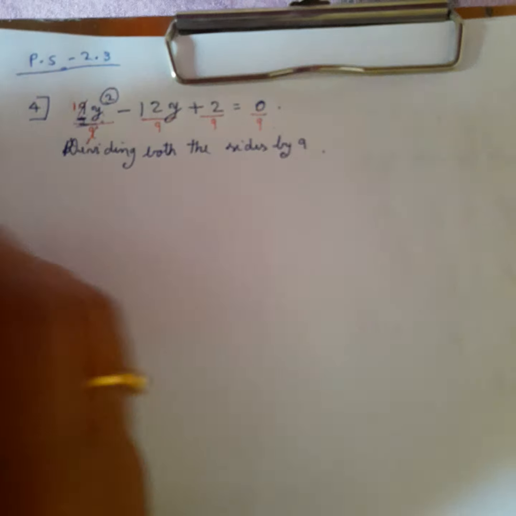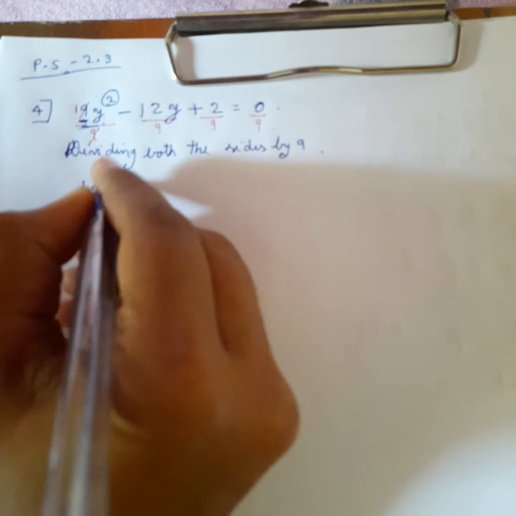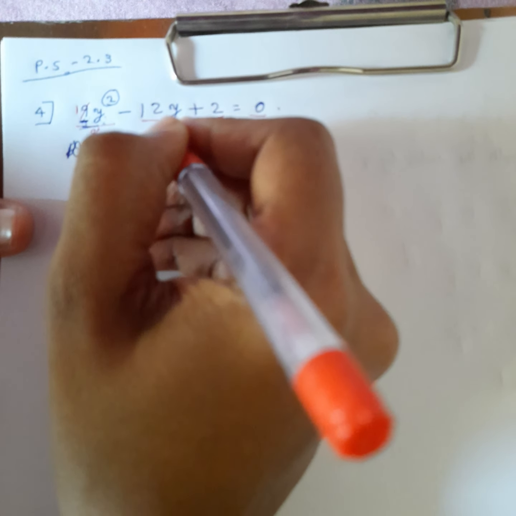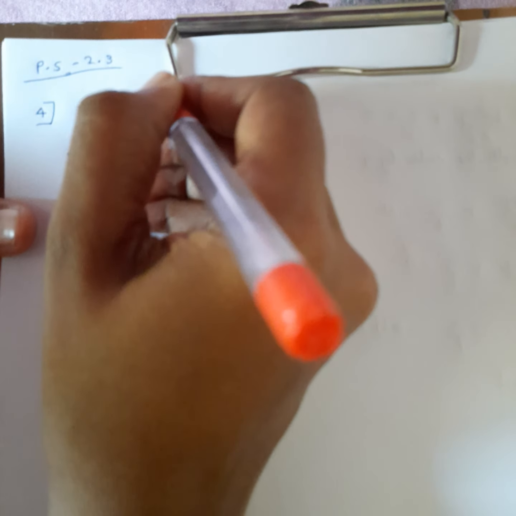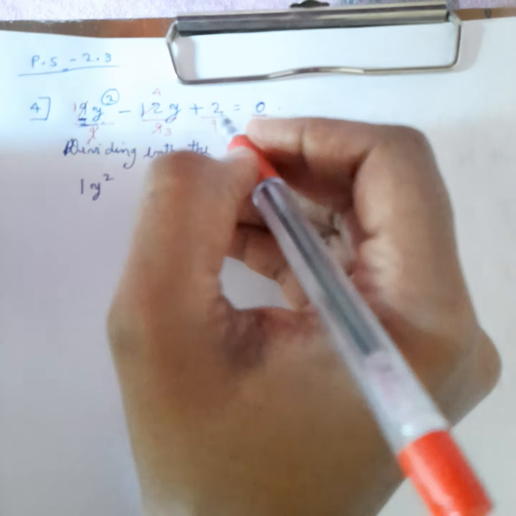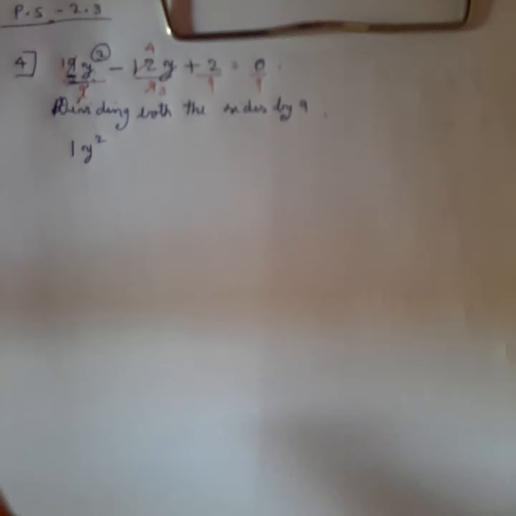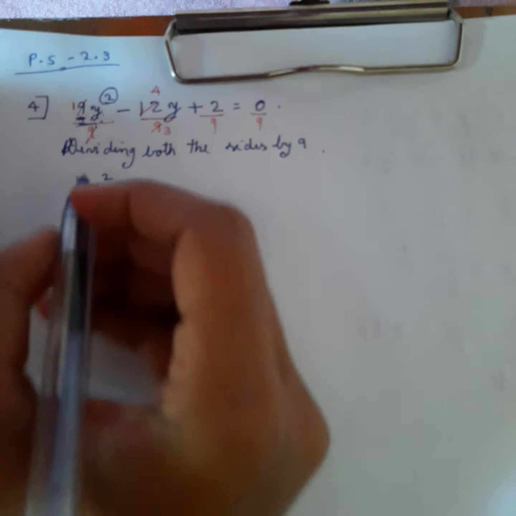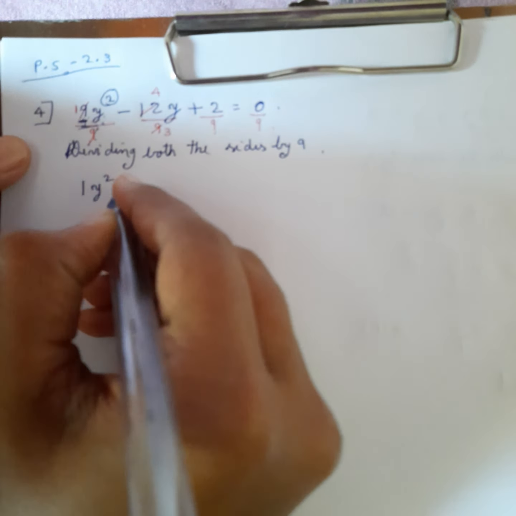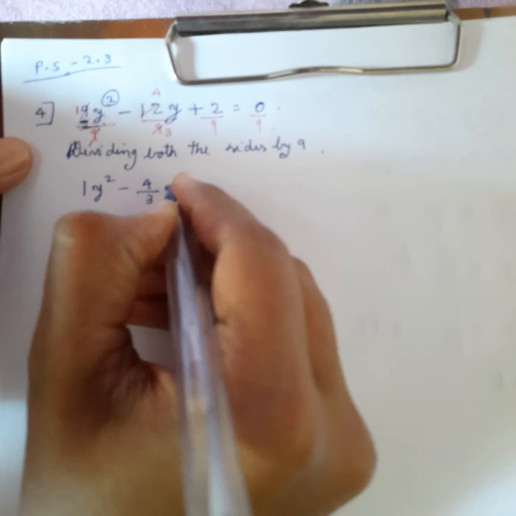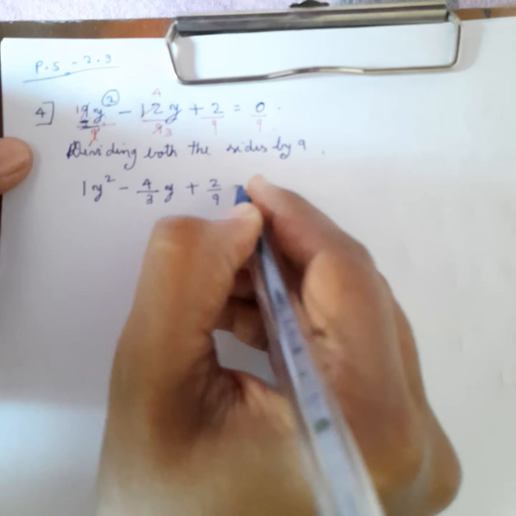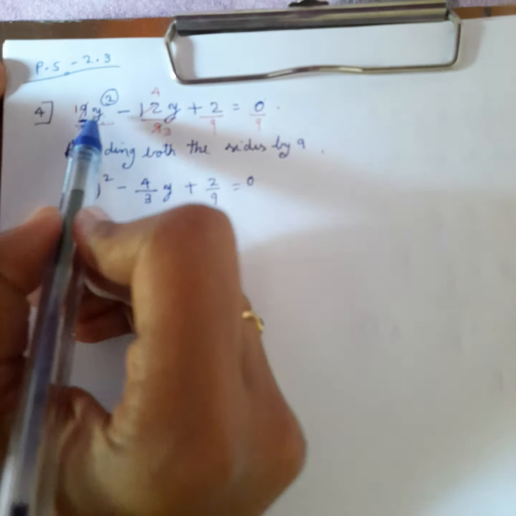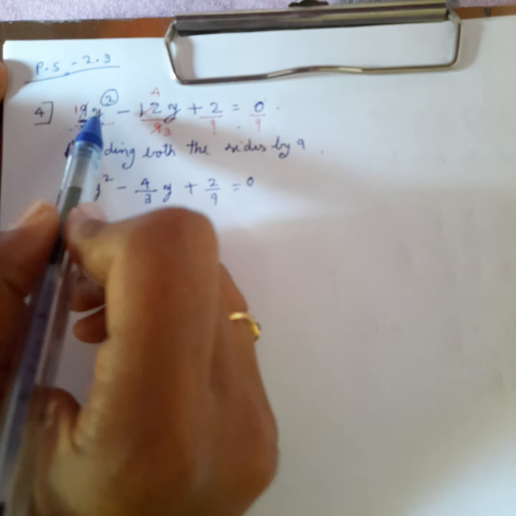remains 1. So the equation becomes 1y square. Normally we don't write 1, so here it is written for your reference. 12 and 9 can be simplified with the table of 3. 3 3s are 9, 3 4s are 12, and here we can't cancel 2 and 9. So the equation is y square minus 4 by 3y plus 2 by 9 equal to 0 by 9, which is 0 itself. So this is the quadratic equation.